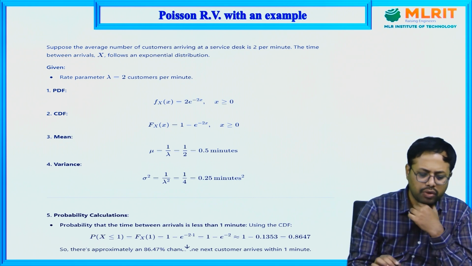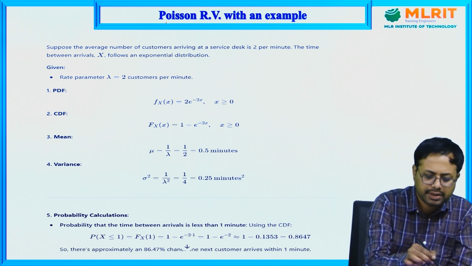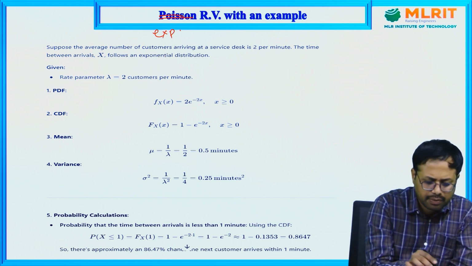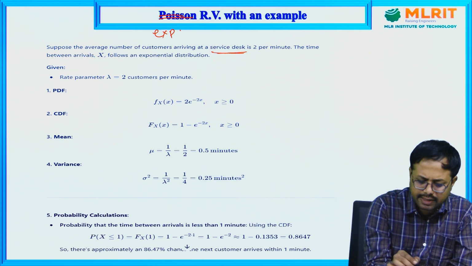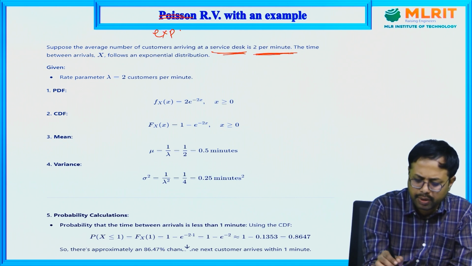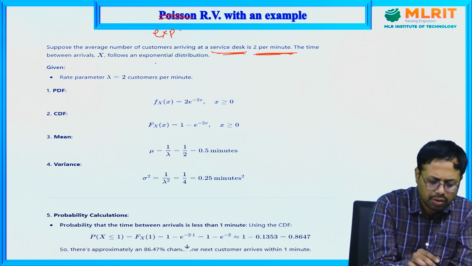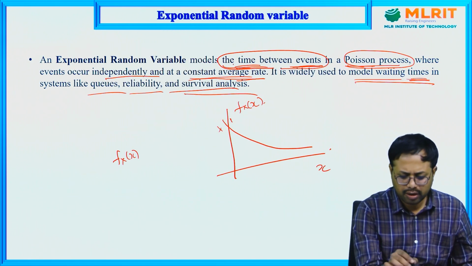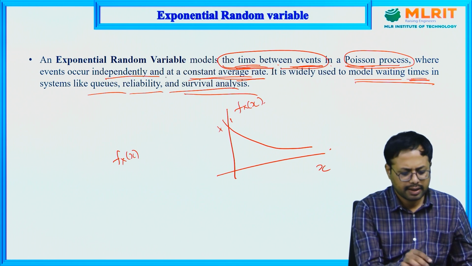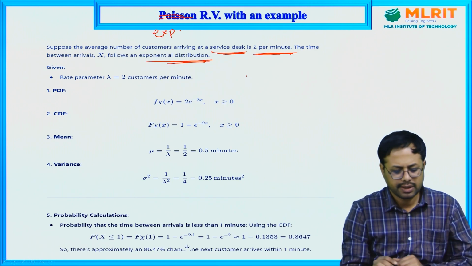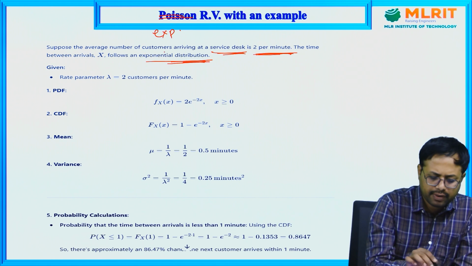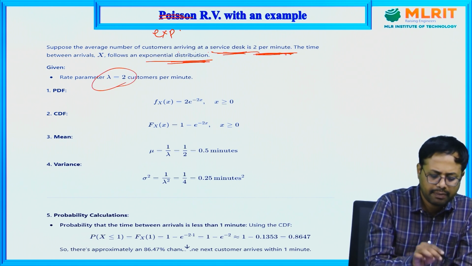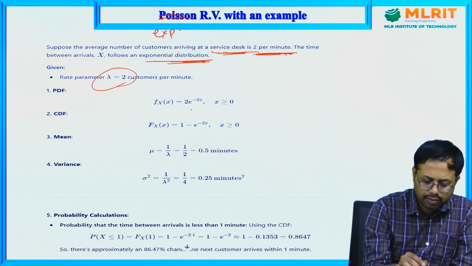Next, we are going to discuss a problem related to the exponential random variable. Here the average number of customers arriving at a service desk is 2 per minute. The time between the arrivals x follows an exponential distribution. Clearly I discussed in the definition that it models the time between events that occur independently at an average rate. The same concept is applicable here also. The average number of customers arriving is 2 per minute, that is the rate parameter lambda equal to 2, so fx of x is 2 into e power minus 2x.